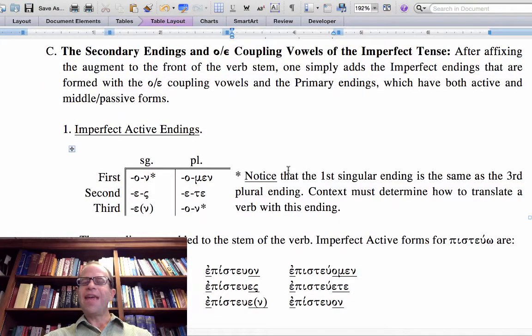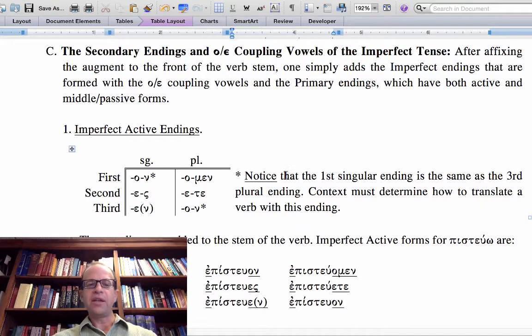But first let's look at the endings which are added to the end of the stem to form the imperfect tense. These are called the secondary endings. And these secondary endings will have an omicron or epsilon coupling vowel.